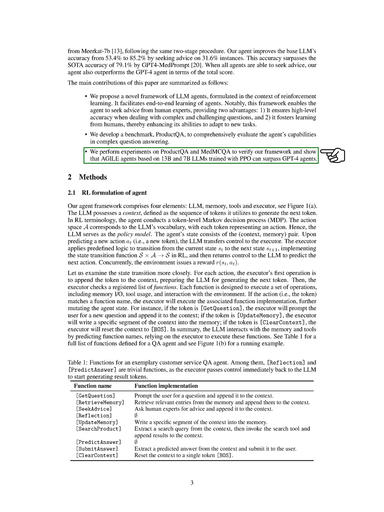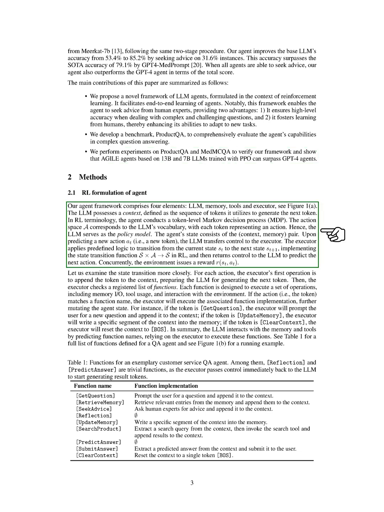Section: Methods. In this section, we present our method for formulating the reinforcement learning, RL, framework of our agent. Our agent framework consists of four main components: the language model, LLM, memory, tools, and executor. The LLM has a context, which is a sequence of tokens used to predict the next token. In RL terms, our agent operates based on a token-level Markov decision process. The action space corresponds to the vocabulary of the LLM, where each token represents an action. The LLM acts as the policy model.